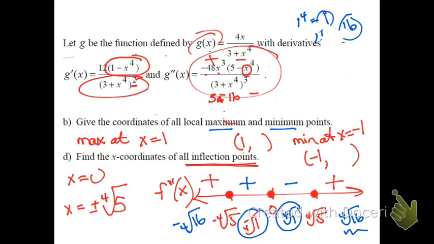So put it all together. Where are my inflection points? There are only 2 of them because the sign changes only here and here. So my inflection points would be at 0 and positive fourth root of 5.